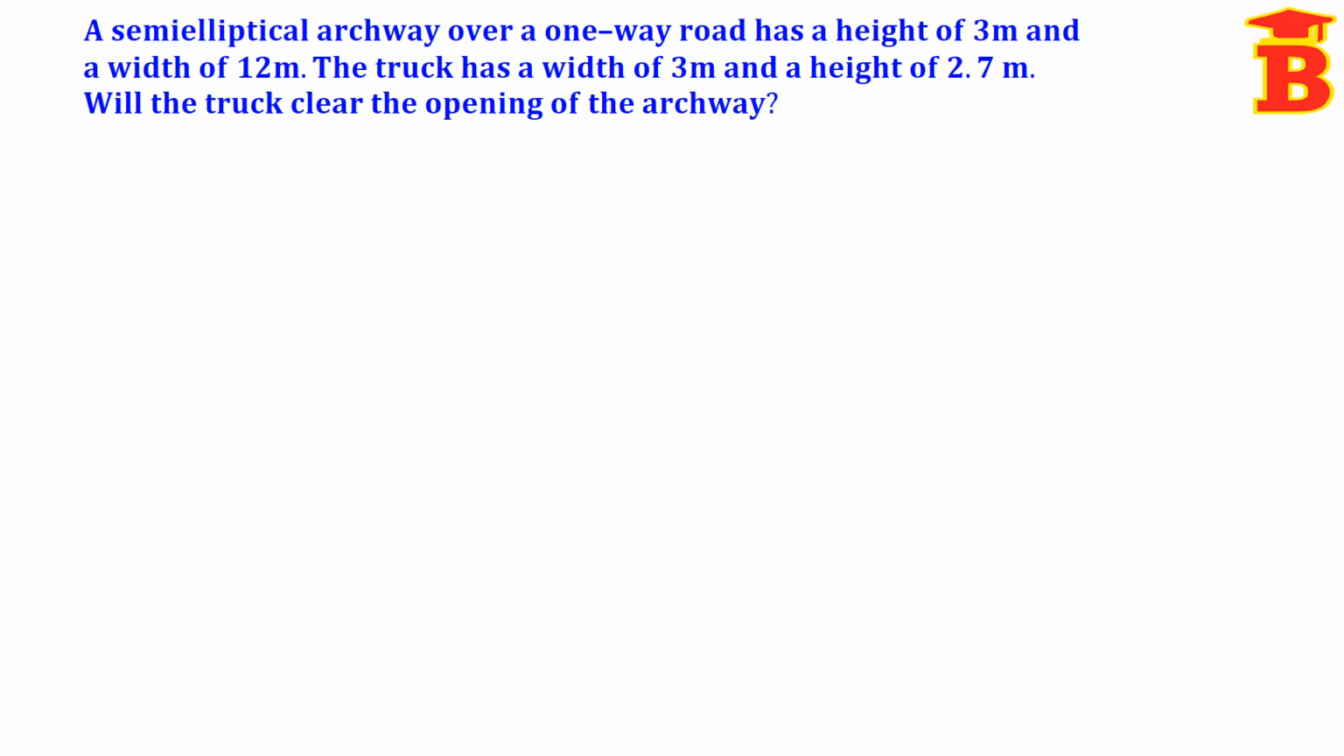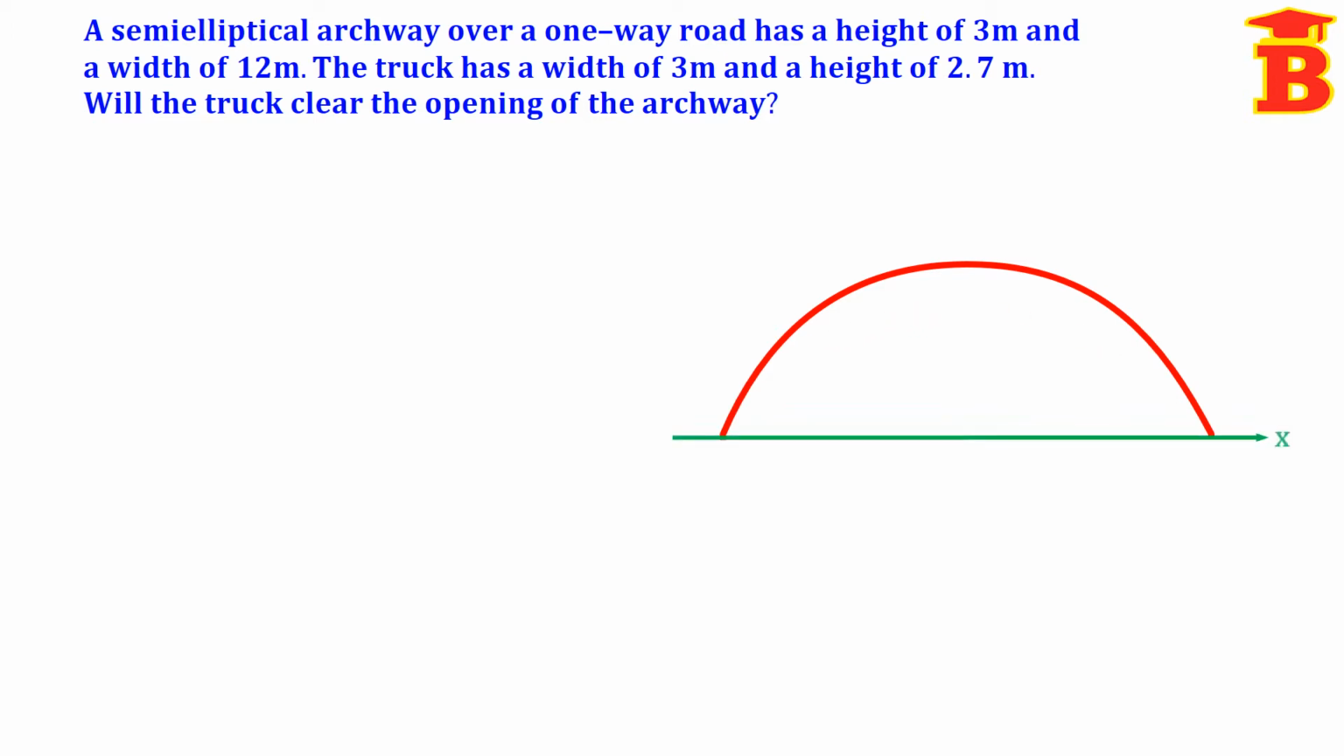Here it is given that it is a semi-elliptical archway. So therefore we have to draw a semi-ellipse, that is half ellipse. So we take the half ellipse shape like this, and then we have to draw x-axis and y-axis, and this origin we take as center. It is given that the height is 3 meters, so this height is 3, and the width is 12 meters, so this width is 12 meters.